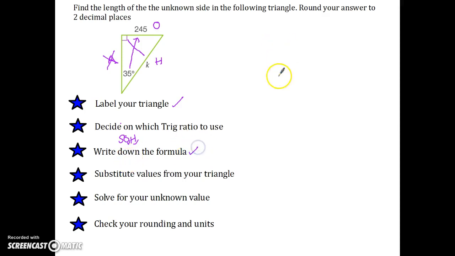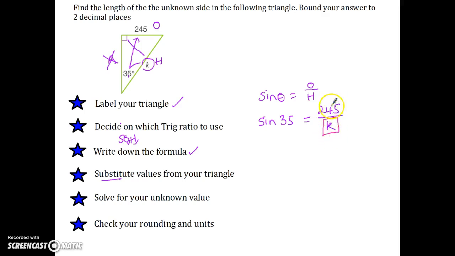So let's write down the formula. Sine theta is opposite over hypotenuse. Next, substitute the values from the triangle. Sine, my angle is 35. Opposite over here is 245. Hypotenuse here is my unknown, that's my k. Now have a look what's happened now. My unknown is in the denominator of my fraction. In the previous example we did, the unknown was up here on the top.